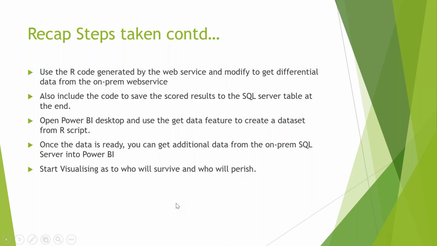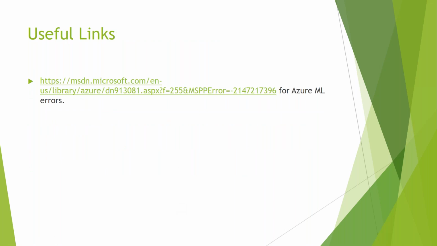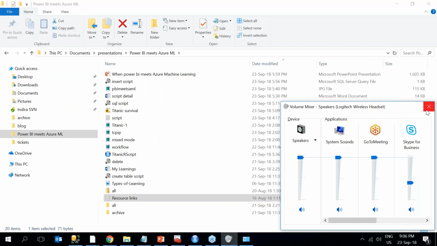So that's in a gist all the steps that can be taken, and I have put some references and useful links here, particularly for when you are trying to run your R code in R Studio. If you face some errors, there are error codes in this link which give you some insight as to how to resolve them. I have found it very useful, so I thought people would find it useful. And that's all from me, so we can head for questions.